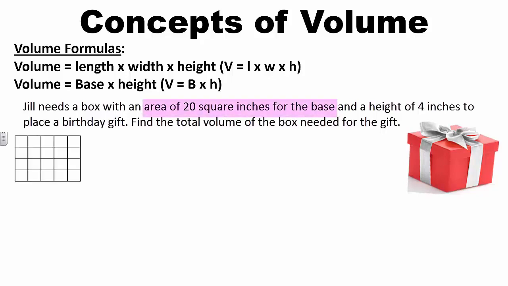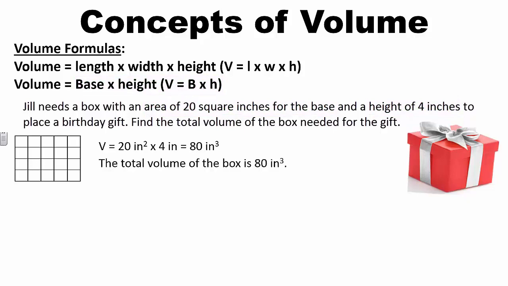We know the area of the box is 20 square inches, and the base times the height will equal the total volume of the box. The height of the box is 4 inches, so 20 square inches times 4 inches equals 80 cubic inches. The total volume of the box is 80 cubic inches.